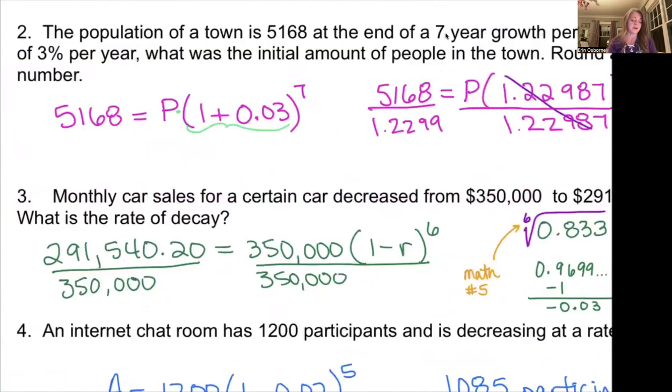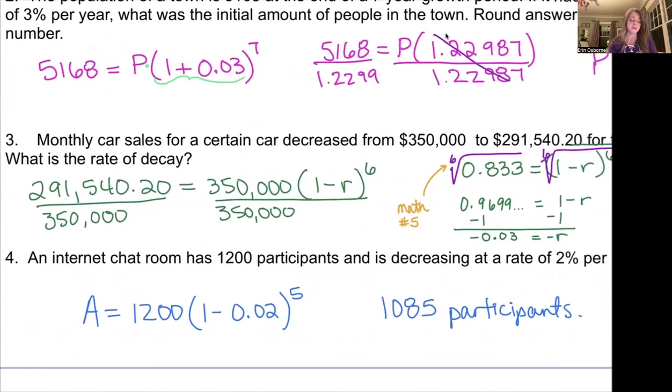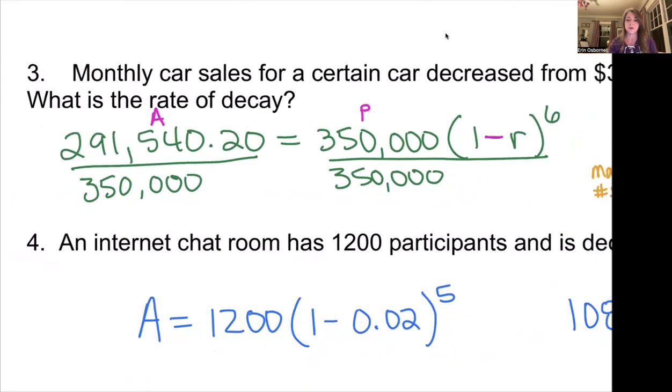Okay, next, a monthly car sales is decreasing from 350,000 to 291,000. That means we know A is the smaller amount and P, principal, is a larger amount since we have a decay going on right here. We know it was for 6 months, so our exponent this time is going to be 6. Again, since this is being multiplied by 1 minus r, and this is the variable we're going to be solving for, I want to get rid of this number first, so I have to divide it out.